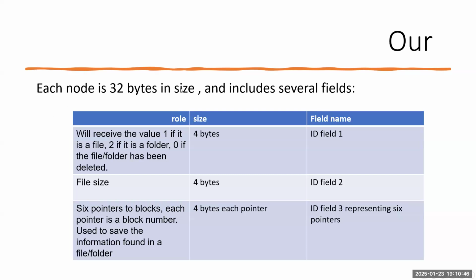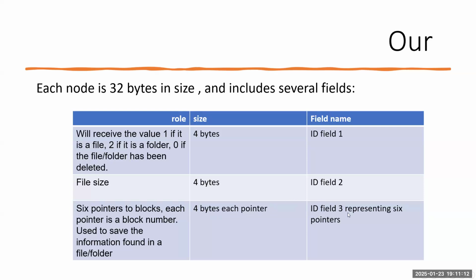Each inode is 32 bytes in size and includes several fields. The type field will receive value 1 if it is a file, 2 if it is a folder, 0 if the file or folder has been deleted. Size is 4 bytes. The ID field is the field's name. Then is ID field 2, which is the size, another 4 bytes. And then another 4 bytes for each pointer.